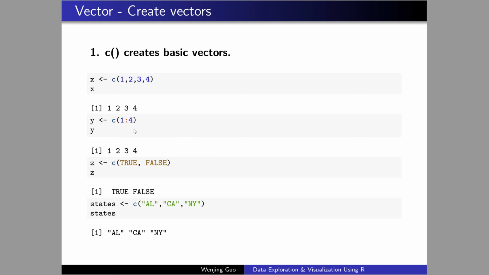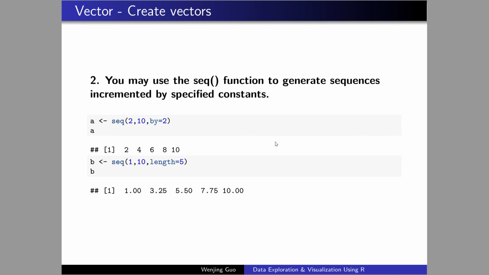Another way to create a vector 1, 2, 3, 4, we can use 1:4 here. And if you type y in R, R will return this vector we just created. Similarly, we can use c() to create a logical vector and a character vector. R has 2 specific functions that we can use to create vectors.